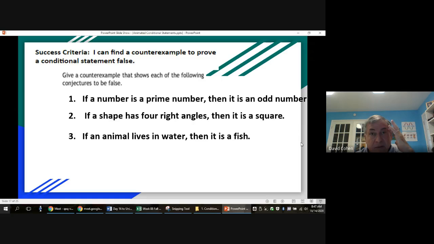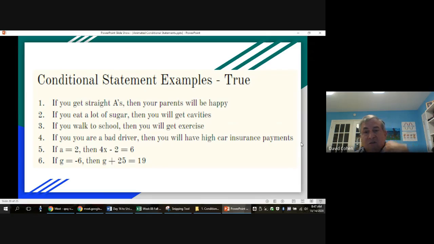Whales, dolphins, turtles, frogs. I can keep going. So conditional statement examples that are true. Maybe hard to prove, but if you get straight A's, then your parents will be happy. Let me skip down to number 6. This is a math example. If I plug -6 in for G, then -6 plus 25 is 19.